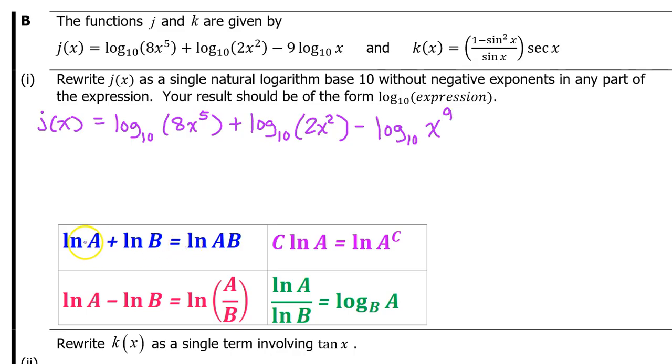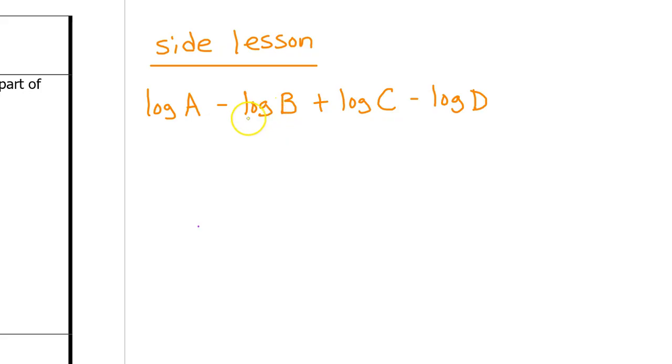Next, I'm going to use a combination of the product rule and the quotient rule. Quick side lesson: if you have a sum or difference of 2 or more logs with the same base, you can rewrite that expression as a single log in one step. The presence of even one minus sign tells us that there will be a fraction involved. So we know we're going to have the log of some quotient. After that, a positive term will give you a factor in the numerator, and a negative term will result in a factor in the denominator.